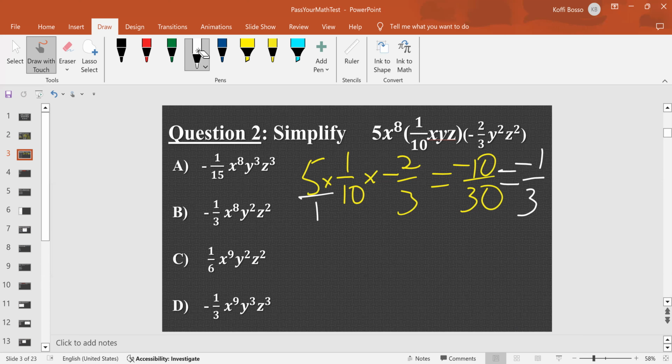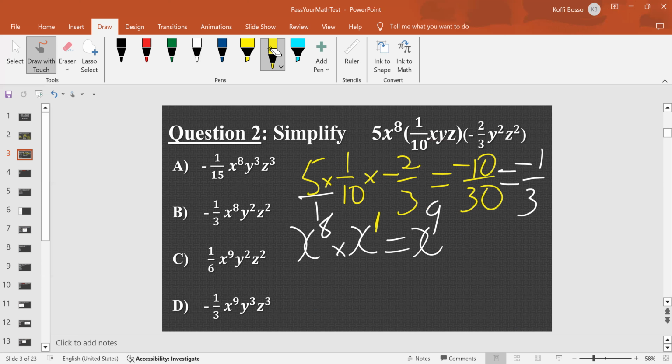If we continue, now we have an x to the 8th. We're going to multiply this by x, and we're going to get x raised to the 9th power. Understand that x alone has an invisible 1 as a power, so add 8 to 1 to get 9. Every time you multiply expressions with the same base, we call x here the base, we add the exponents.